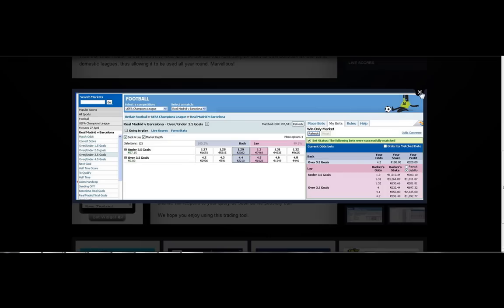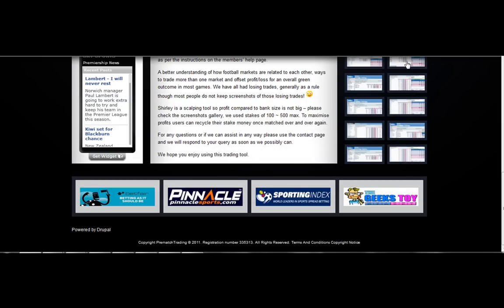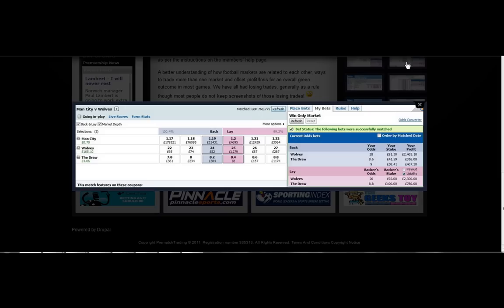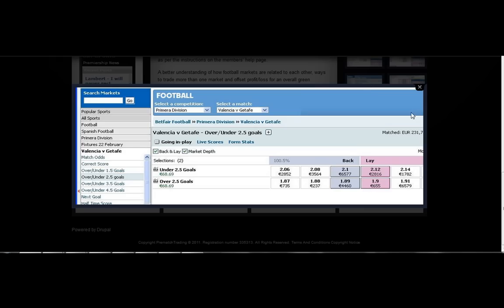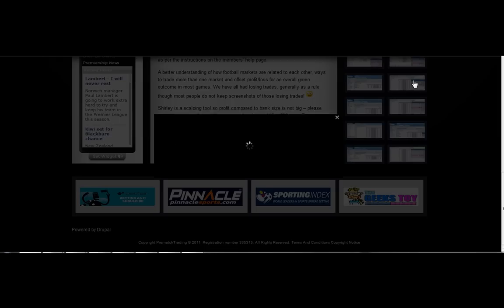And here we go, just some screenshots from ourselves and also our members that they've emailed us in. Man City Wolves, courtesy of an incorrect misaligned draw inflation. And all of these were done before the ball was even kicked.